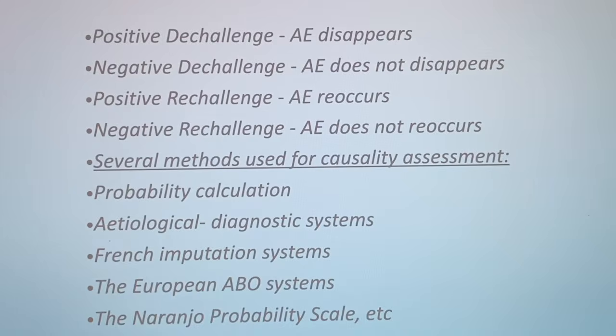Other methods include probabilistic, algorithmic, and clinical judgment approaches such as the French method and ABO system. Causality assessment helps determine drug-event relationship and supports regulatory decisions. In conclusion, causality assessment is a core pharmacovigilance activity.